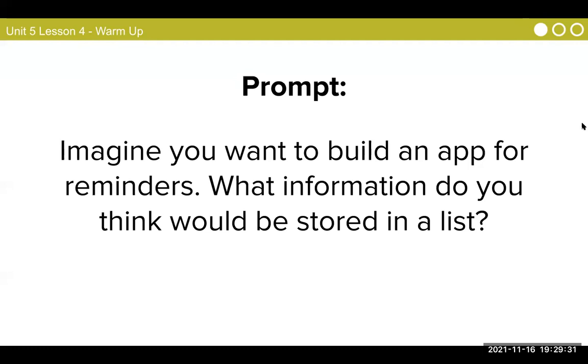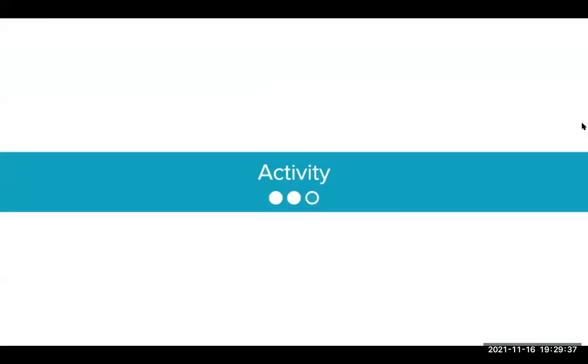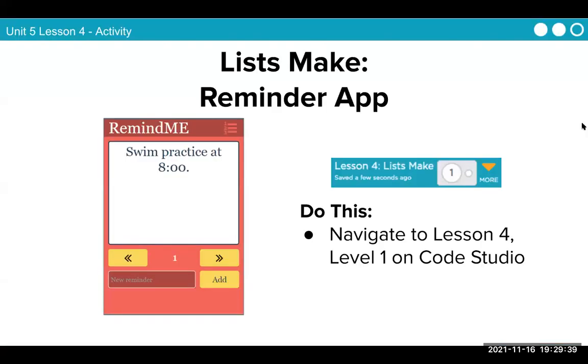Okay. Let's take a look at what we're working on. Unit 5, Lesson 4, Lists Make. We've done our warm-up. You are going to be making the reminder app. Make sure that your code.org is opened up. You want to go to Unit 5, Lesson 4, Lists Make, Circle 1. Okay, navigate to Lesson 4, Level 1 in code.org.